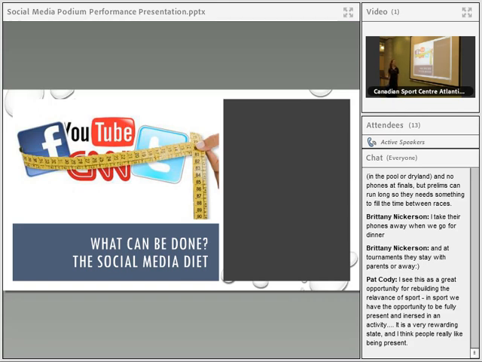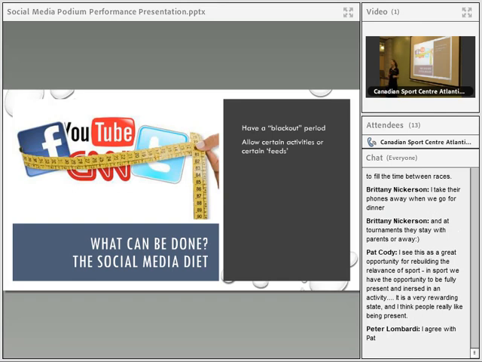So, having a blackout period, so people aren't allowed on their phones at practices or around competitions, but definitely not on competition day, while allowing certain activities like watching the news, a video, or having certain feeds. Certainly no phones at the dinner table. That needs to remain the same, and hopefully be mirrored at home as well.